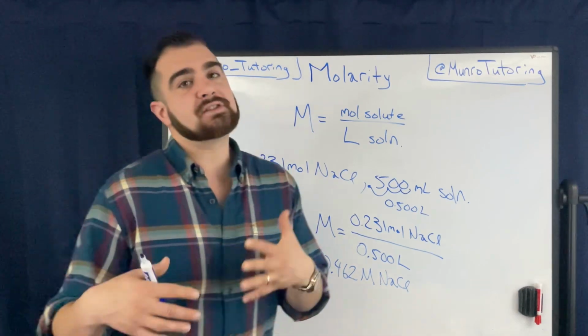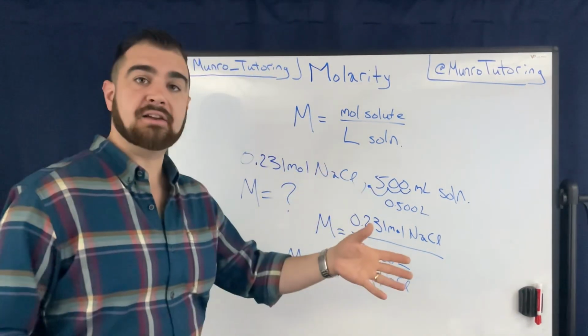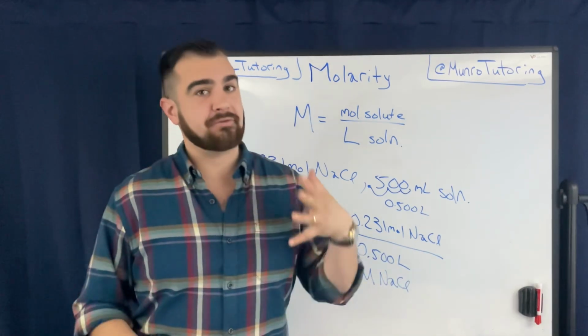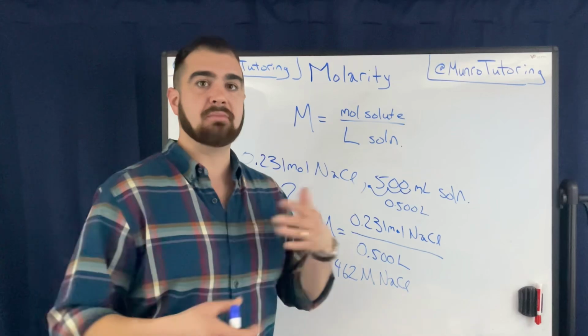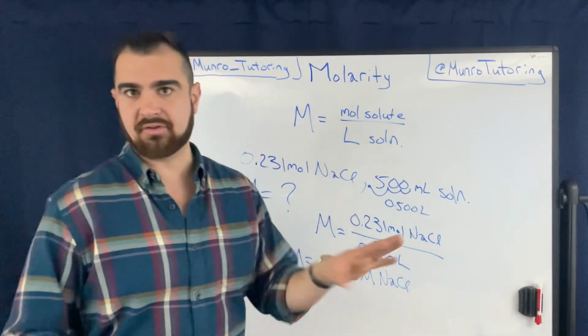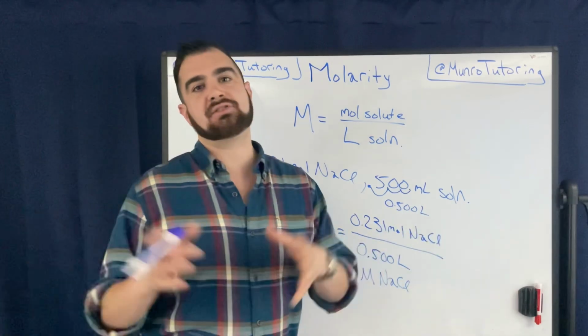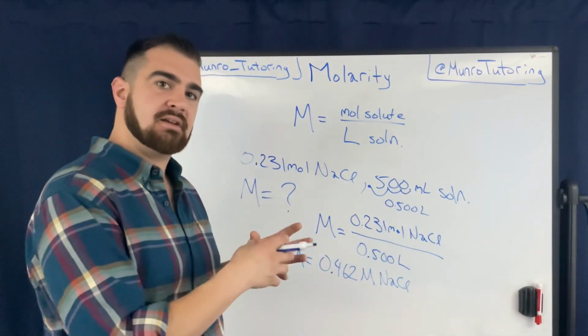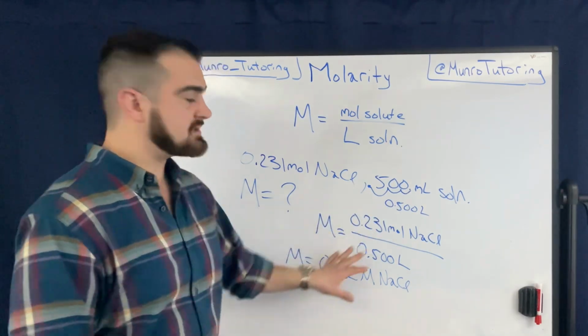Now, what if they gave us grams? They could have given us grams of sodium chloride, and then we would have to do that conversion first. So check out my videos on doing conversions between moles, mass, and molecules. I have one on that. I have one on molar mass. If you check that out, then you can combine these two things. We can take the mass, convert it to moles, and then use the volume that they give us to get the answer in molarity.